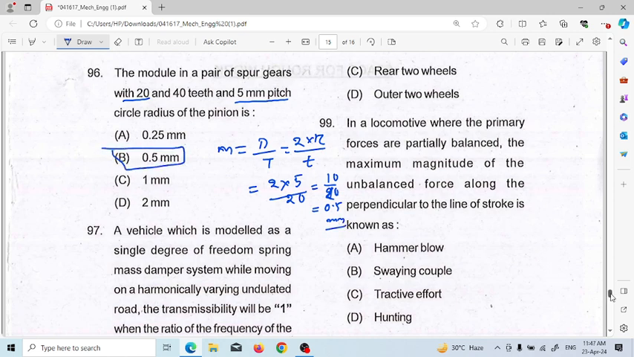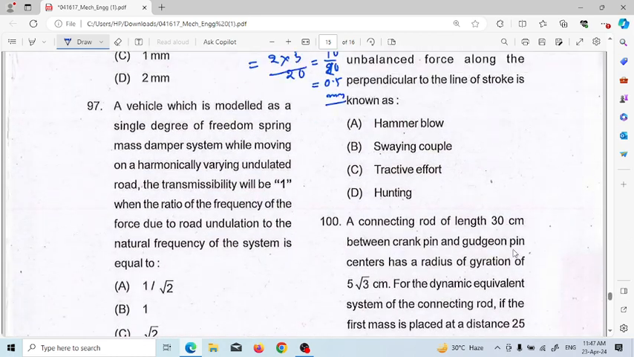Next, question number 97. A vehicle which is modeled as a single degree of freedom spring mass damper system, while moving on a harmonic undulated road, the transmissibility will be 1. The transmissibility ratio is 1 when the ratio of the frequency of the force due to undulation to the natural frequency, omega by omega n, will be what? We know transmissibility will be 1 when omega by omega n is equal to √2.